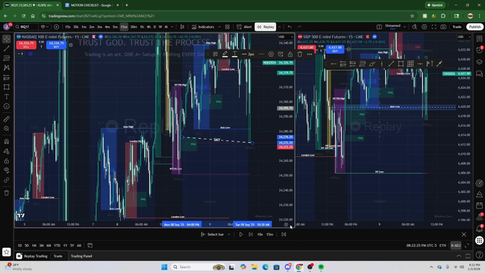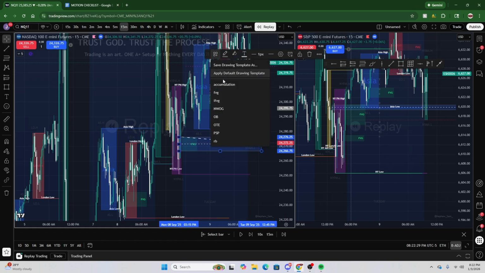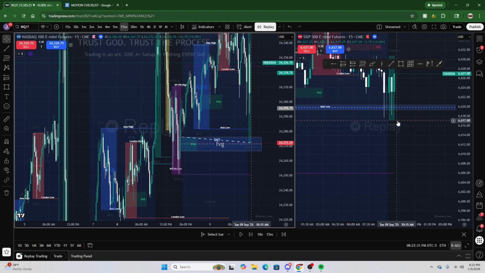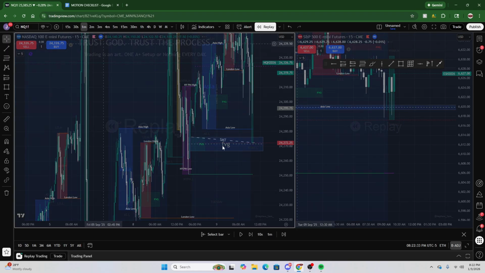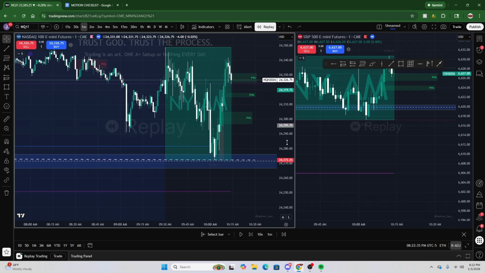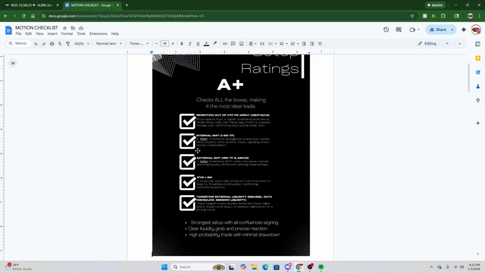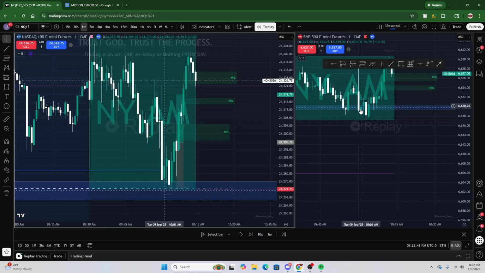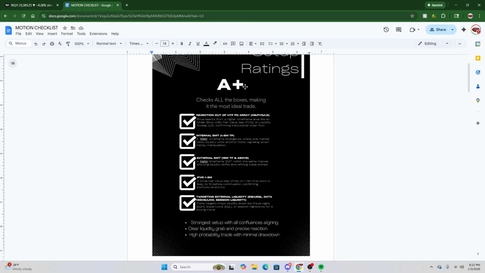Oh, this is actually so nice. So we have an external SMT. We respect a 15-minute on NQ. We respect a 1-hour on ES. We sweep Asia low. We get the 10 a.m. AMD model. And we get the inverse. So what do we have? Do we have an external SMT? Yes. Do we reject out of a higher time frame? Yes. The hourly on ES and the 15-minute on NQ.